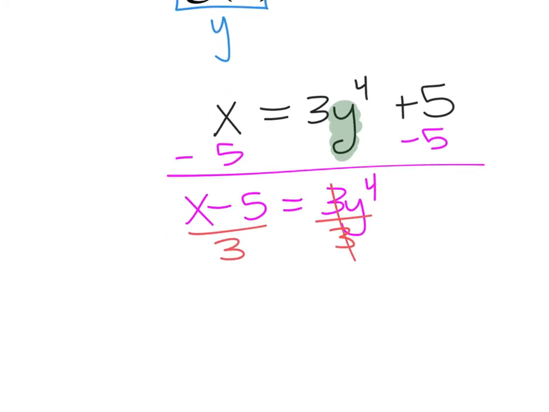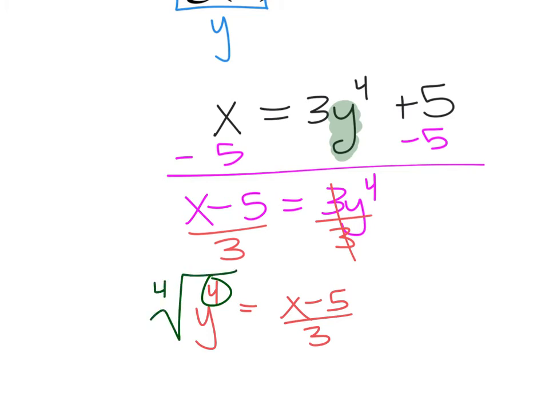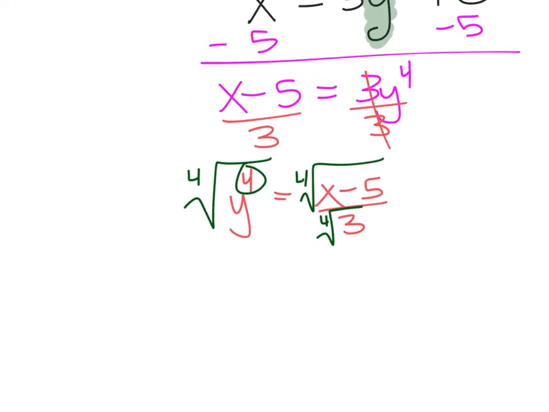So that gives us, I'm going to go ahead and switch this around, y to the 4th equals (x minus 5) divided by 3. And then we know that we would do the fourth root to get rid of this y to the fourth. So we could do the fourth root of everything. And that gives us y equals the fourth root of (x minus 5) over the fourth root of 3.